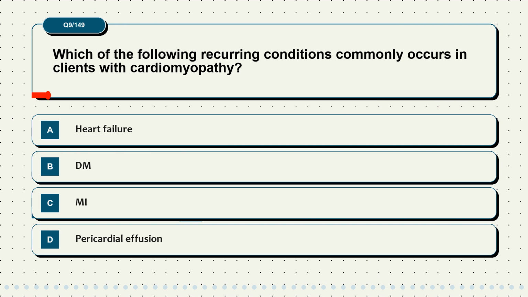Question 9. Which of the following recurring conditions commonly occurs in clients with cardiomyopathy? Here are the options. Option A, heart failure. Option B, DM. Option C, MI. Option D, pericardial effusion.